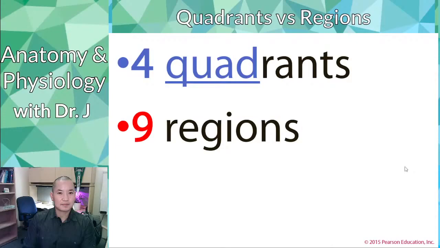So four means quad, right? So when you're riding a quad vehicle, a quad ATV, it has four wheels. These quadrants and regions both refer to the abdominal areas, but there are four quadrants and nine regions. So they're not interchangeable. Quadrants aren't the same as regions. They overlap, but they're not the same. Now there are nine regions right here.